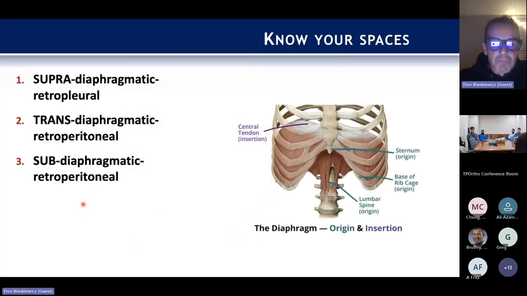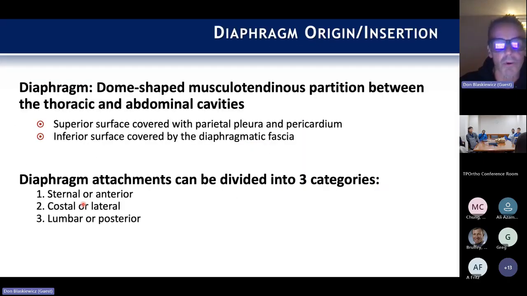Okay. So you got to know your spaces. If you're going to do a corpectomy for whatever reason, you're either going to be in the supradiaphragmatic retropleural region, or you're going to be in the transdiaphragmatic retroperitoneal space, or in the subdiaphragmatic retroperitoneal space. And I think that's what we're most comfortable with as lateral surgeons, working in this space. But at some point you're going to have to deal with the diaphragm, even on regular disc surgeries. So understanding the diaphragm, and how to fix it is, I think, really important.